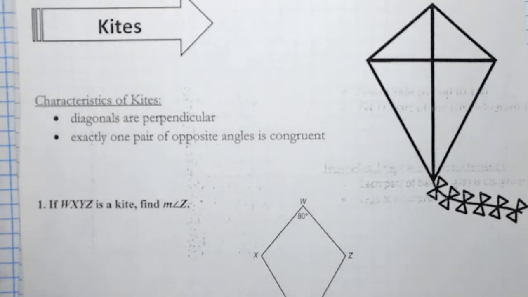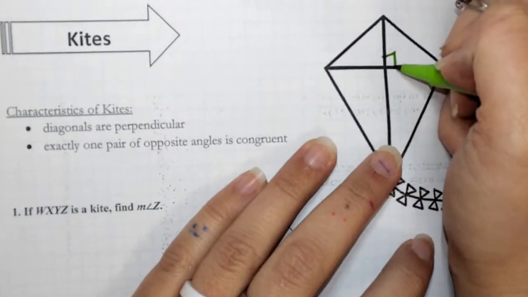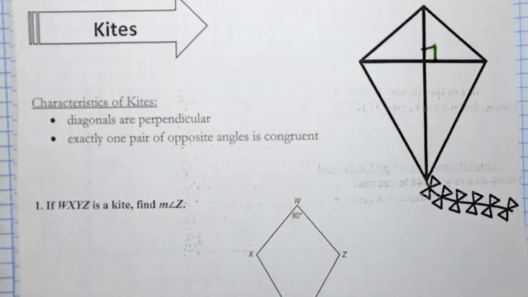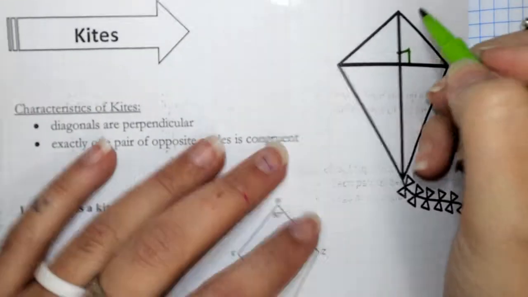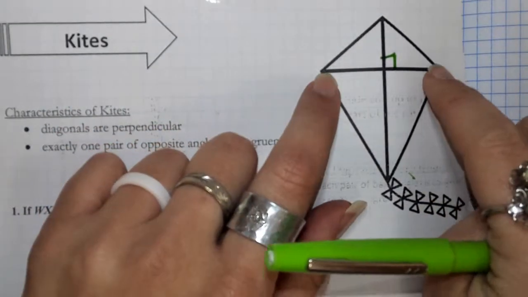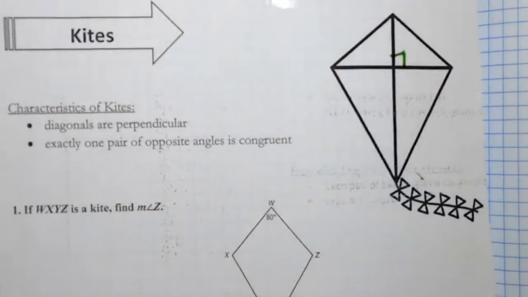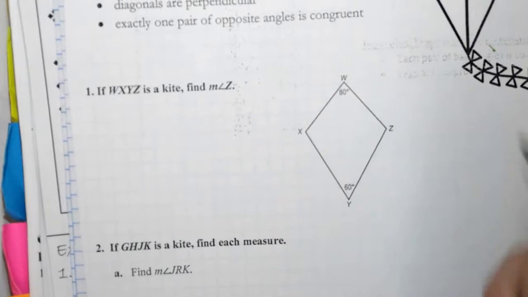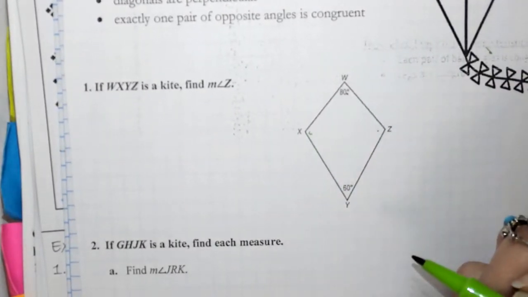All right, this says diagonals are what? Perpendicular. And what does the word perpendicular mean? Meet at a line. All right. And then it says exactly one pair of opposite angles is congruent. So if I told you that this top angle was 30 and this bottom angle was 90, these would have to be congruent because it says exactly one pair. So let's look at this problem right here. If this is 80 and this is 60, what do these have to be? They have to be congruent.